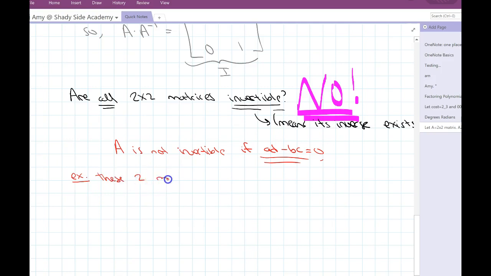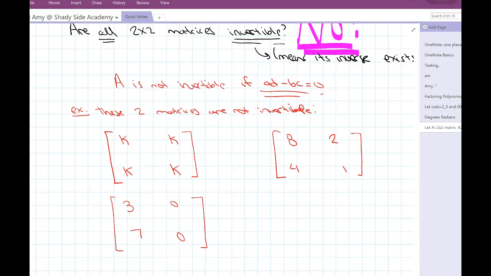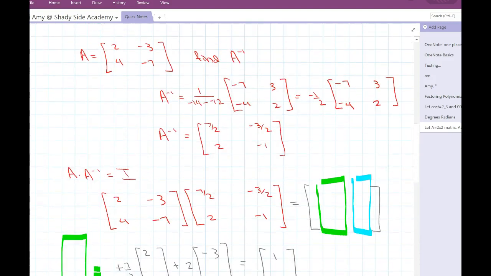So these 2 matrices are not invertible. Go ahead. Think of 2 matrices that are not invertible and then replay me to compare answers. Okay, so here are a couple I thought about. Any matrix where the entries are all the same. Here, if I take AD minus BC, I'd be dividing by 0 in this scalar multiple up above here.